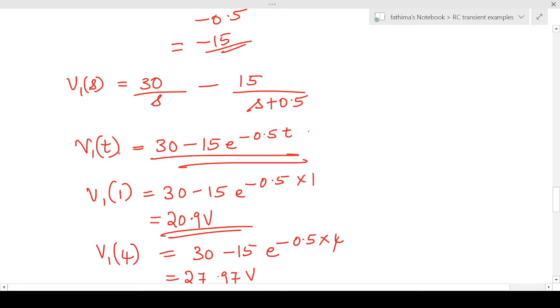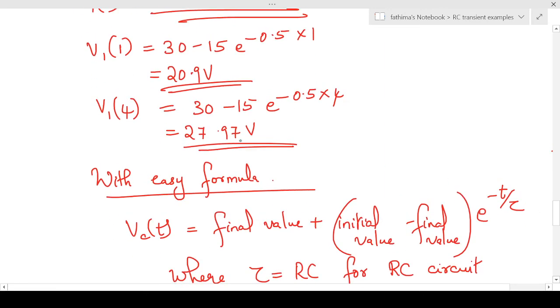Now we are asked to find the value at t is equal to 1 second and t is equal to 4 seconds. So substitute t is equal to 1 and t is equal to 4 in this expression. We'll get the values of voltages. That is equal to 20.9 volt at t is equal to 1 second, and 27.97 volt at t is equal to 4 seconds. Now this is how we solve this by using the Laplace transform method, and there is another easy way to solve this by using a formula.